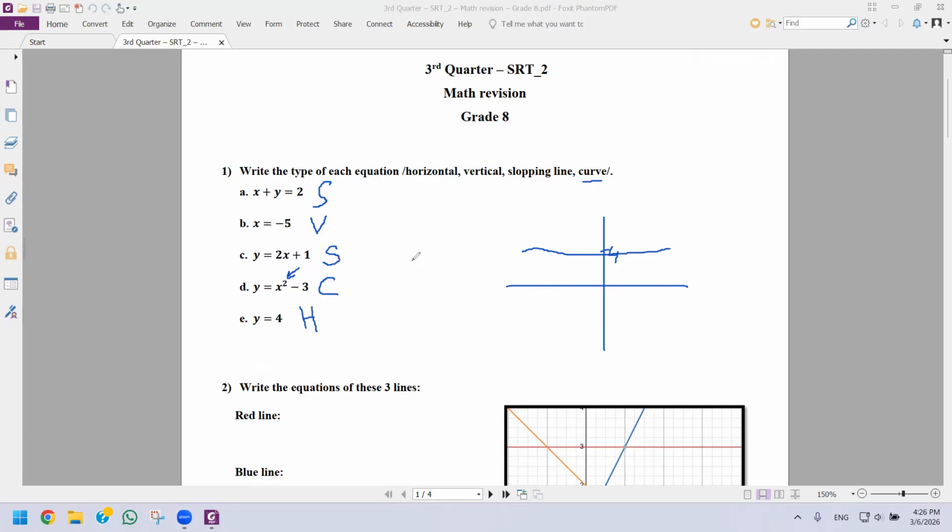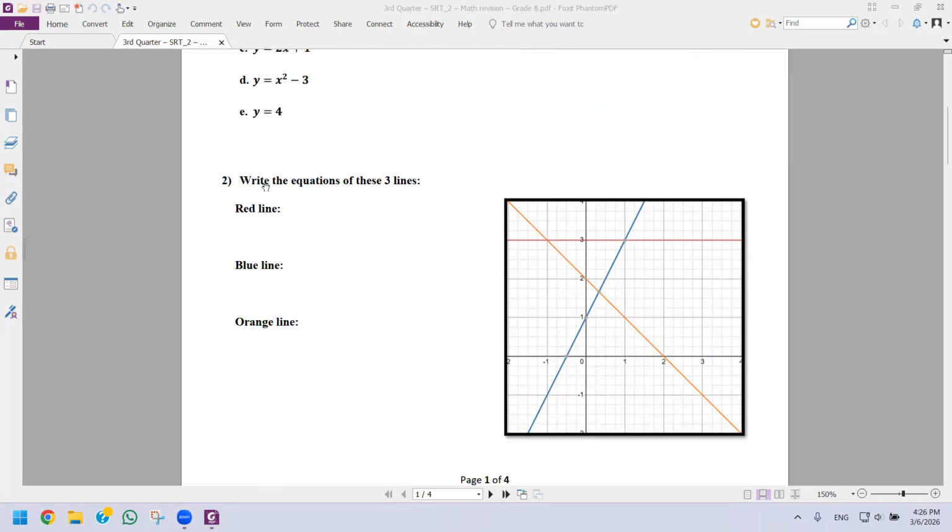Question 2. Write the equation of these three lines. We start with the red one. Let's check. What do we have here? A horizontal line. It passed through what? 3. What is that 3 value? Is it x or y value? It's the y value. So what's the red line? We say it's y equals to 3.